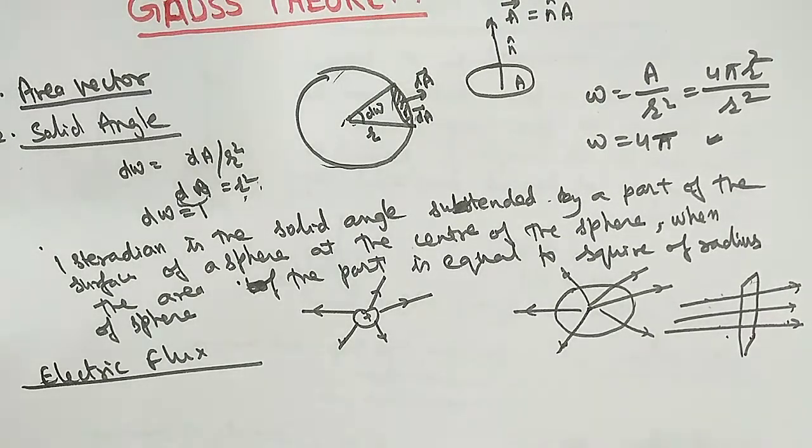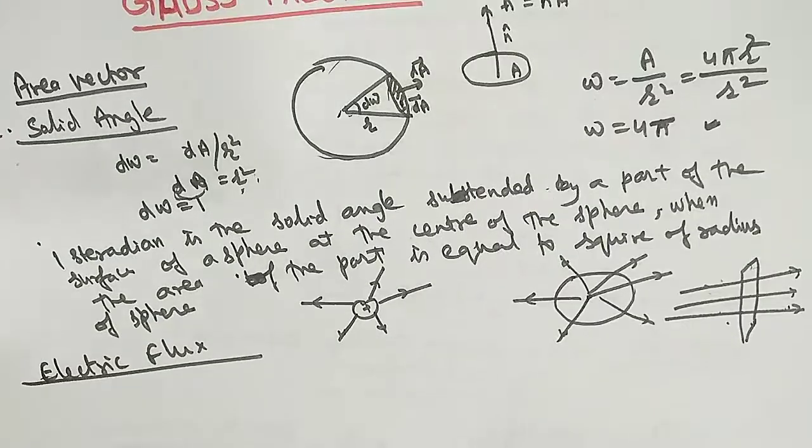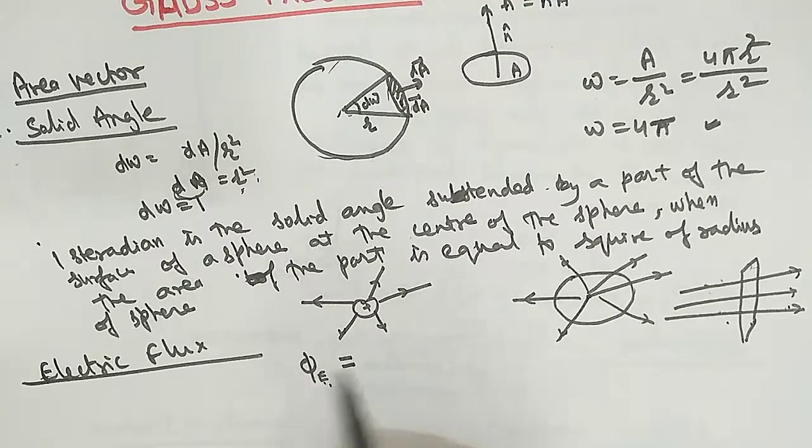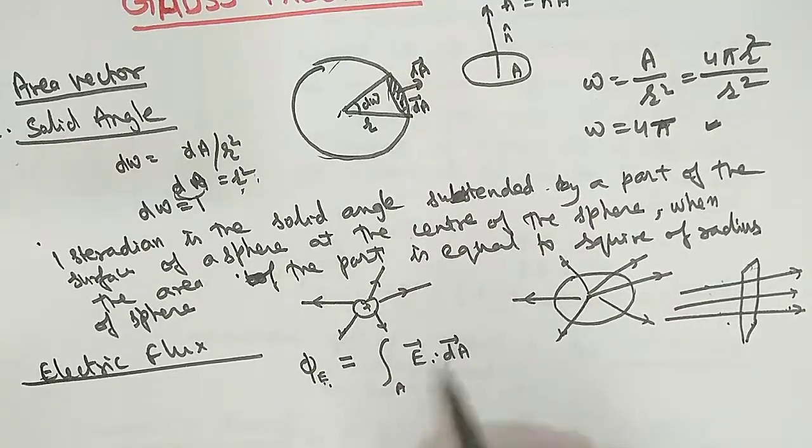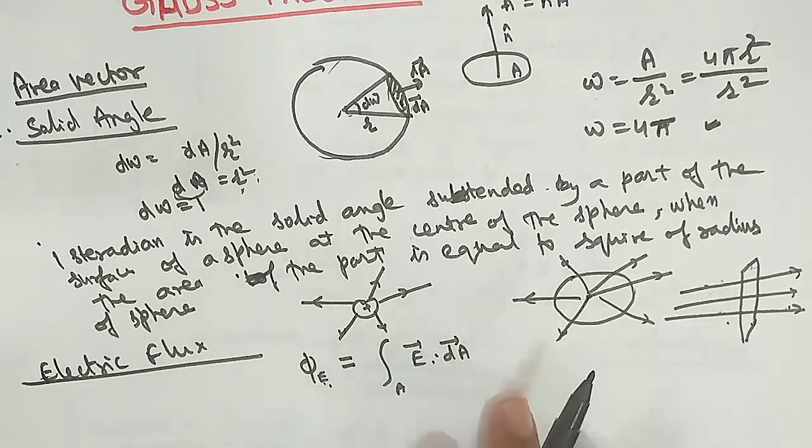So now mathematically, how can we define it? It is denoted by phi, right? The suffix e is just to show that it is electric, because you have to study the magnetic flux also. So electric flux phi is the integral of the dot product of the electric field and the area vector. So the scalar product is defined as the electric flux through the element. I think it is clear.